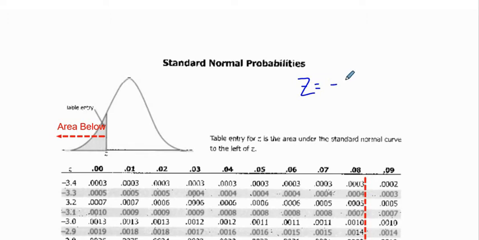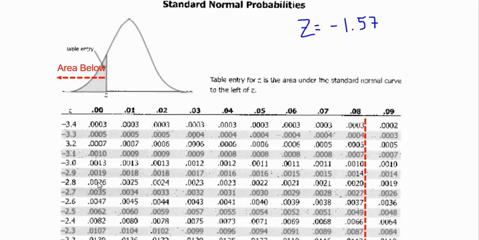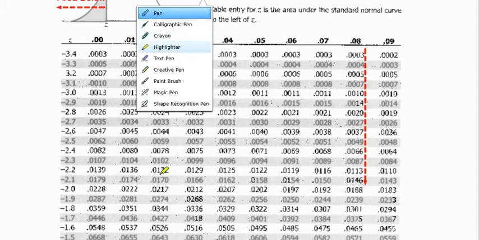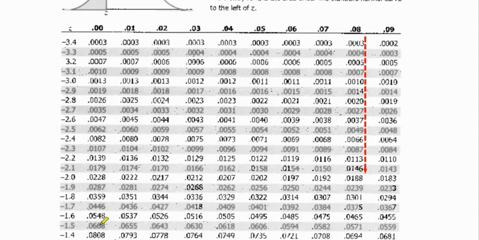So let's say we had negative 1.57 as our z-score after we calculated it. You can see this one starts at negative 3.4, and so we'd have to scroll down until we found negative 1.5. There it is. Then we would highlight negative 1.5 until we come over to the 7 at the top. So you kind of just eyeball it right about maybe there. And then I always tell students, make sure by coming down this way and finding that intersection. You can see how highlighters are a great way to do it.